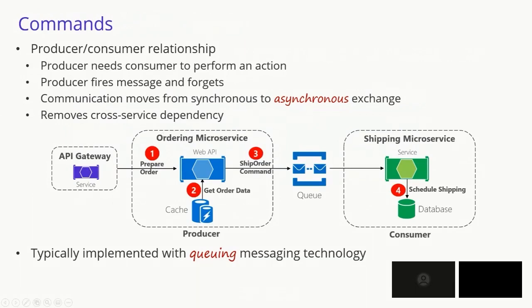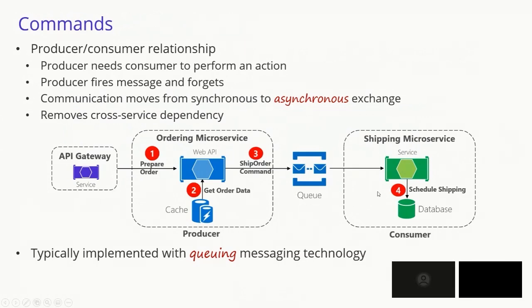Typically here, we're going to make this asynchronous. We're going to have the producer pushing commands into the queue, and then the shipping service will pull each command out, open it up, and actually ship that order on the fly. So again, the ordering service just pushes shipping commands into the queue. Each shipping command has everything inside of it, what needs to get shipped and to whom, and the shipping service can pull out of the queue and process.